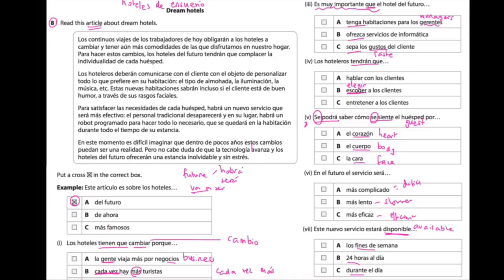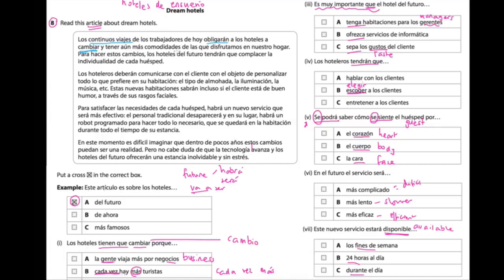So, los hoteles tienen que cambiar. So, why do hotels need to change? Let's start reading. Los continuos viajes de los trabajadores de hoy obligarán a los hoteles a cambiar, we've got here cambiar, to change, y tener aún más comodidades.